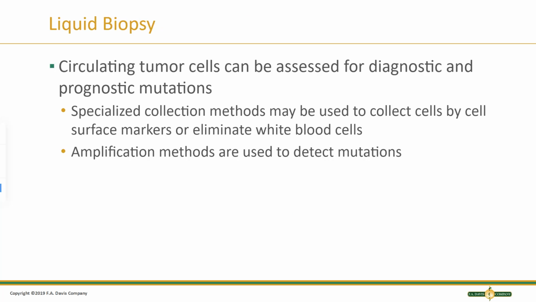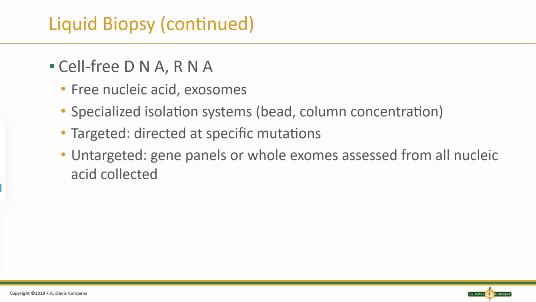Liquid biopsy, so circulating tumor cells, can be assessed for diagnostic and prognostic mutations. Specialized collection methods may be used to collect cells by cell surface markers or eliminate white blood cells. Amplification methods are used to detect mutations. Cell-free DNA, RNA, free nucleic acid, exomes, specialized isolation systems, bead column concentration. Targeted is directed at specific mutations; untargeted uses gene panels or whole exomes assessed from all nucleic acid collected.